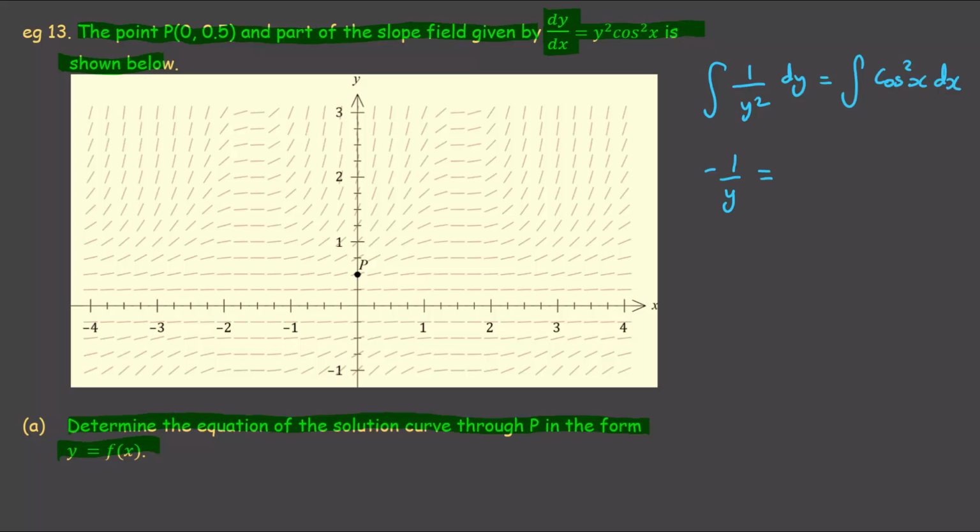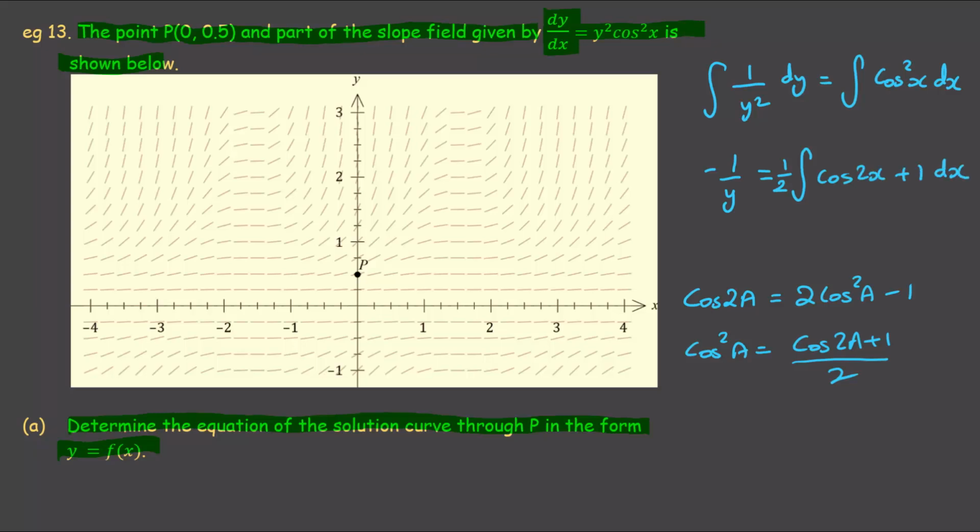So we're integrating an even power of cos squared, so we're going to use a cos 2a identity. In this case, it will be the 2 cos squared a minus 1 version. That gives me that cos squared a is equal to (cos 2a plus 1) divided by 2. So here we're going to have the integral, let's put the half out here, of cos 2x plus 1 dx.